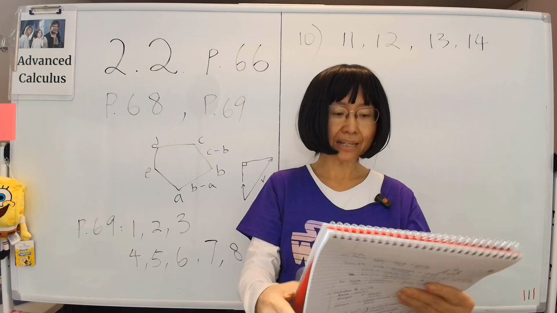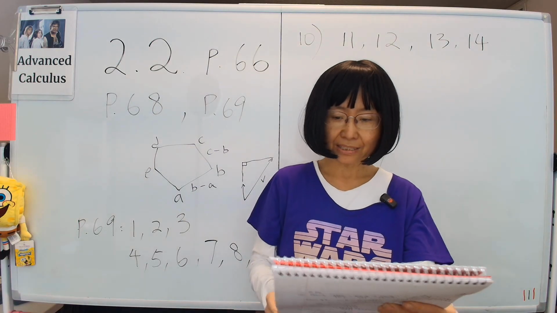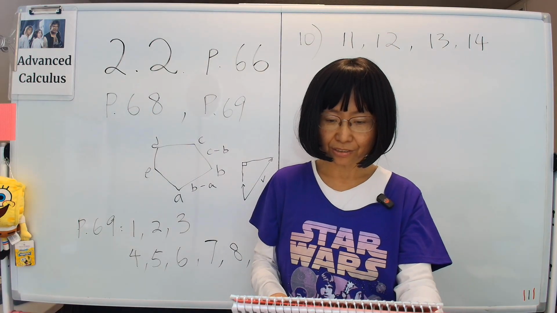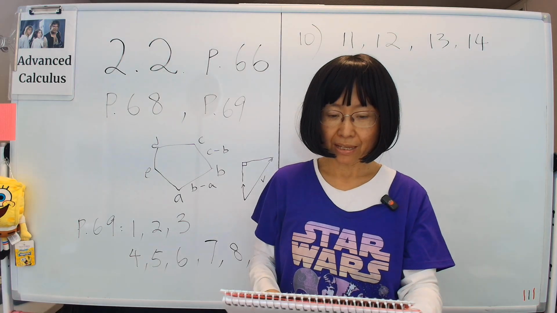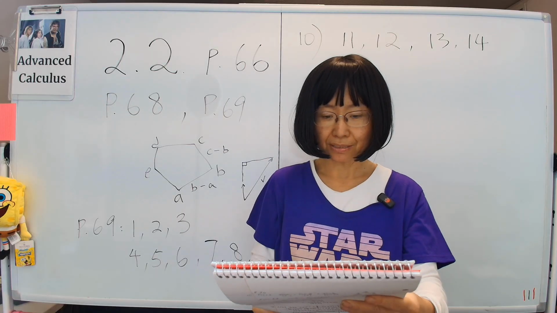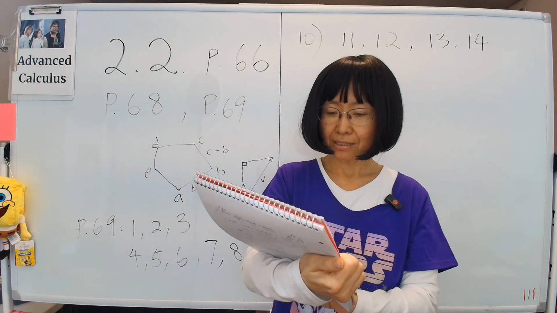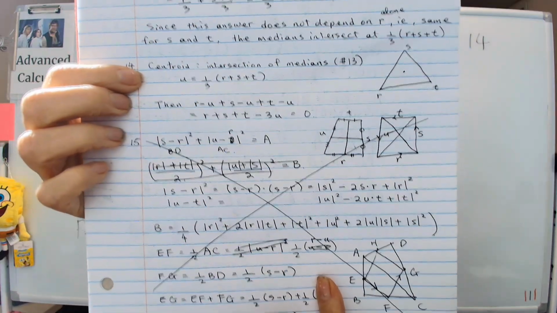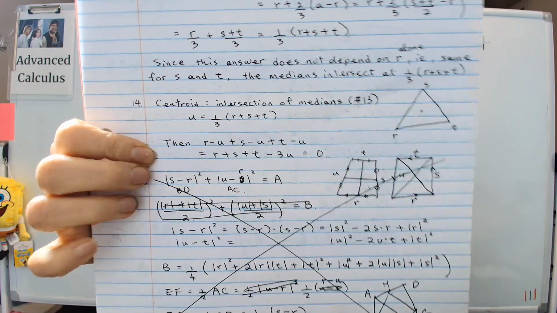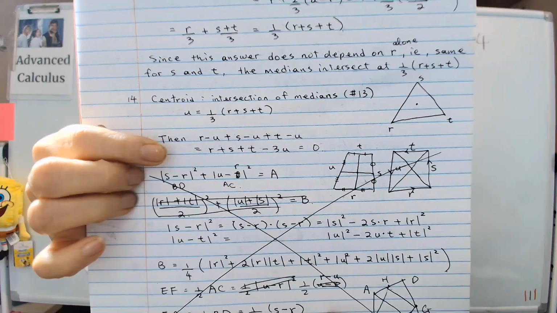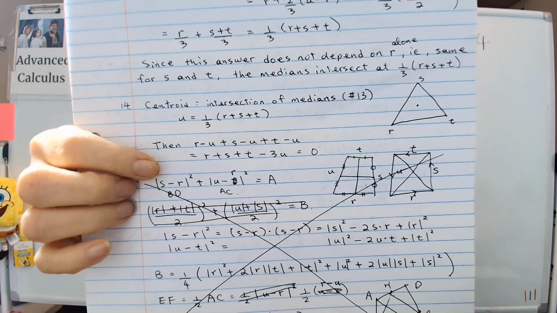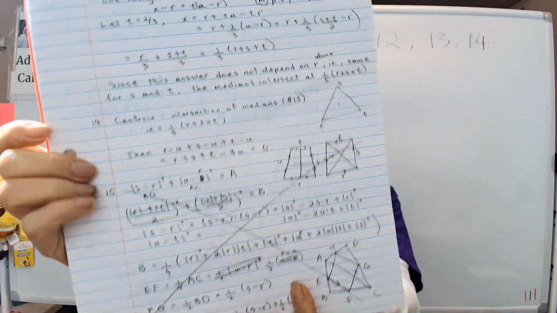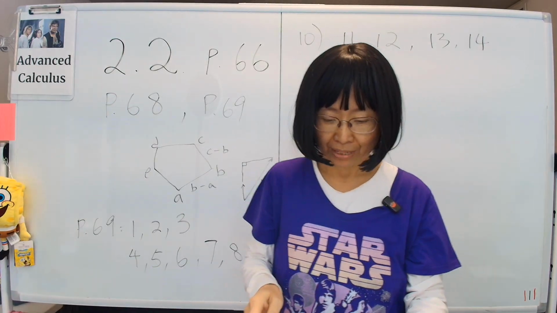So that's that. Next, let's look at problem 14, the centroid. The centroid is the intersection of medians, which by the previous problem is 1/3 of (r plus s plus t). As a result, we have a bunch of subtractions that we are supposed to prove. If we add up r minus u, s minus u, and t minus u, that would just be r plus s plus t minus 3u, which is 0, like it wants.